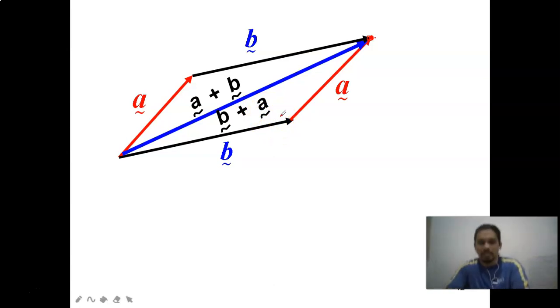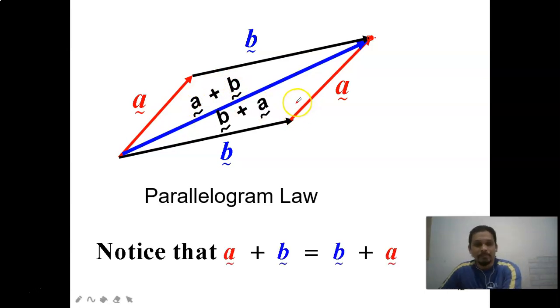Even though it gives us the same direction, the same destination last point here, because we're using a different route, it gives us a different addition of vectors. Using a parallelogram, notice that A plus B equal to B plus A.